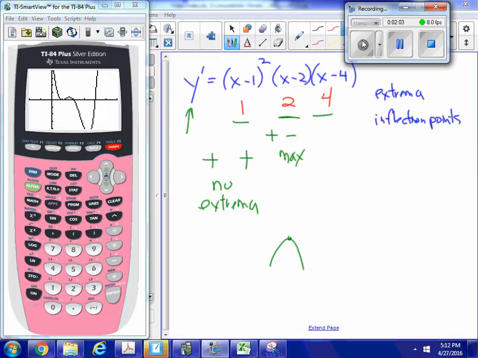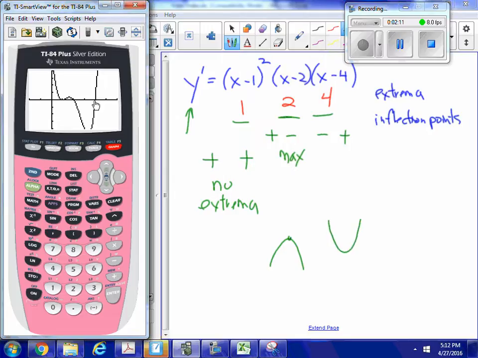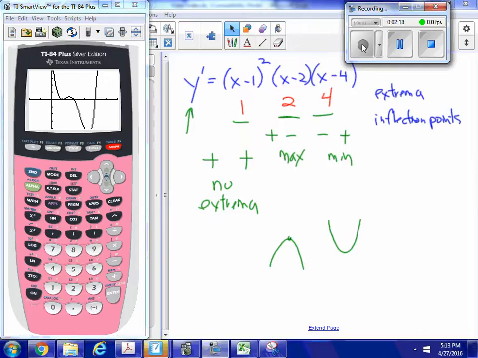And at 4, right there, my derivative is going from negative to positive. So I'm going from a negative slope to a positive slope. I'm going to have a minimum there in my function. So far I know that I'm going to have a maximum at 2 and a minimum at 4, and that at 1, even though it was a 0 here, is not going to be an extrema.